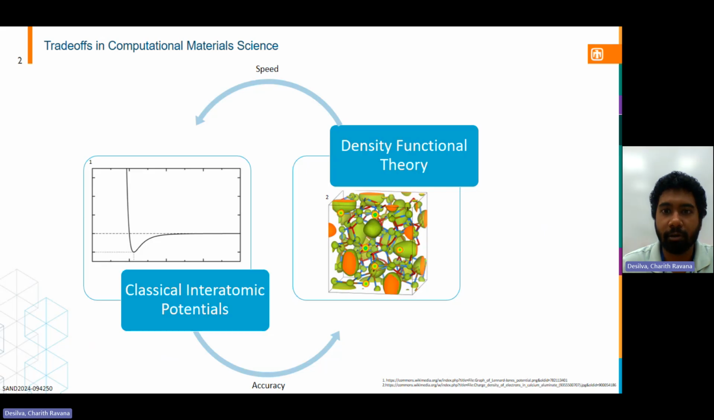On the other hand, we have density functional theory, or DFT, which is a quantum mechanical modeling approach, which is very accurate but takes a lot of computational resources. So there's always this trade-off in computational material science that you're trying to balance.